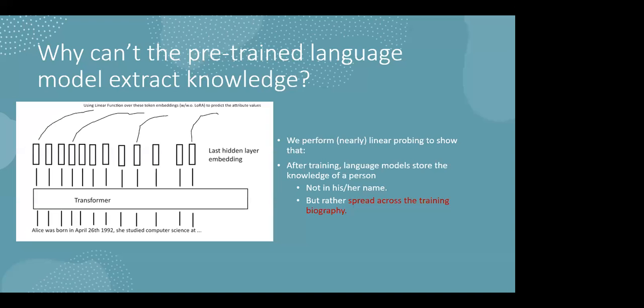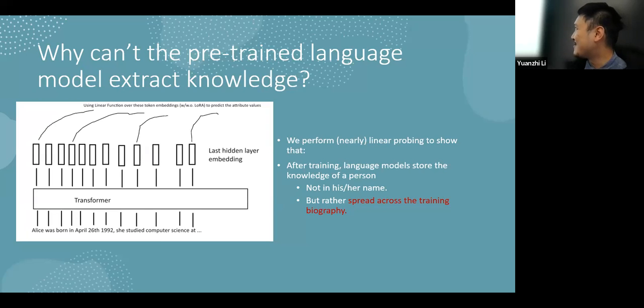Excuse me? Okay. Can you hear me? Why can't a pre-trained language model extract knowledge? Well, we try to understand this phenomenon by understanding where the knowledge is stored in a pre-trained language model. So where is the knowledge stored in a pre-trained language model?